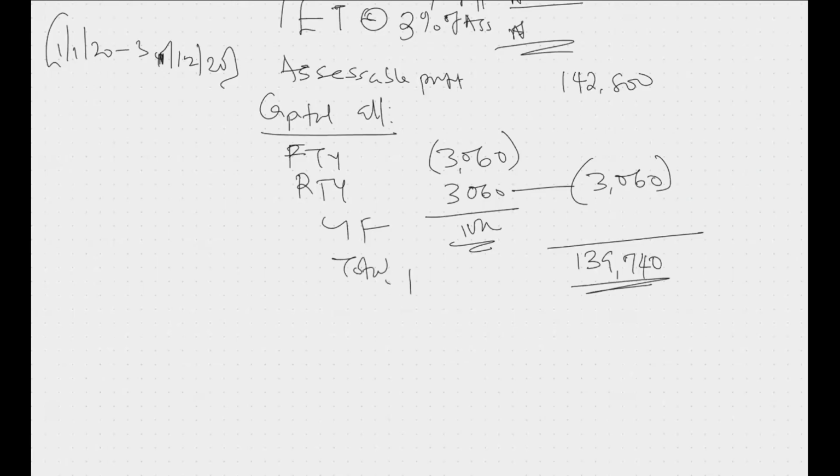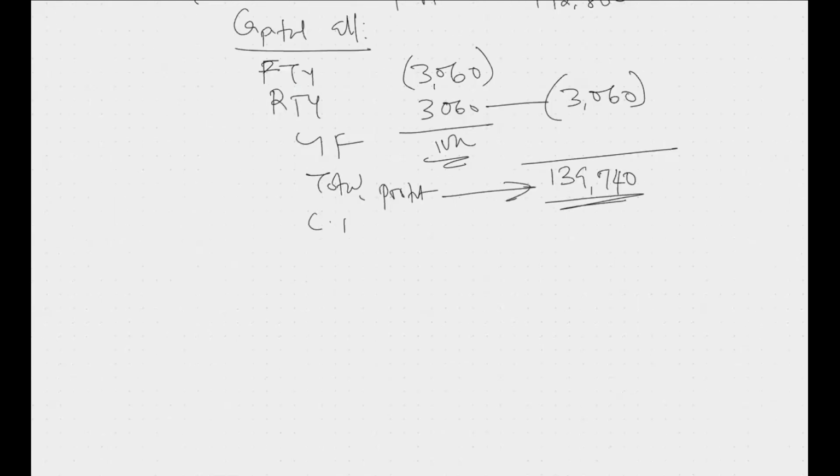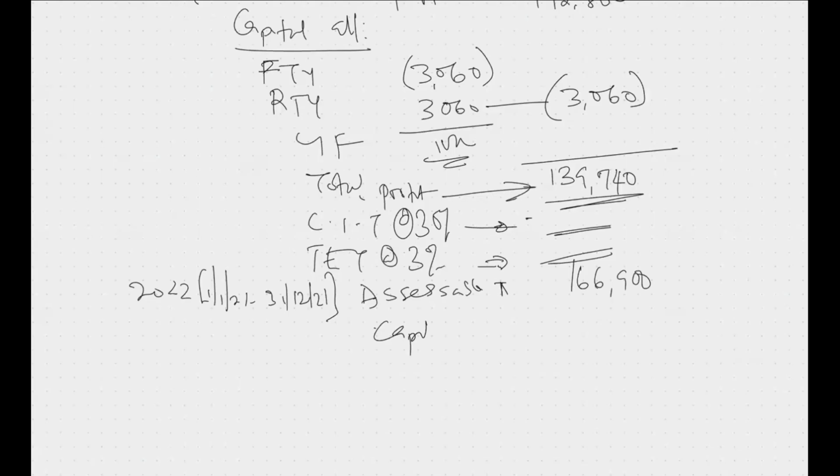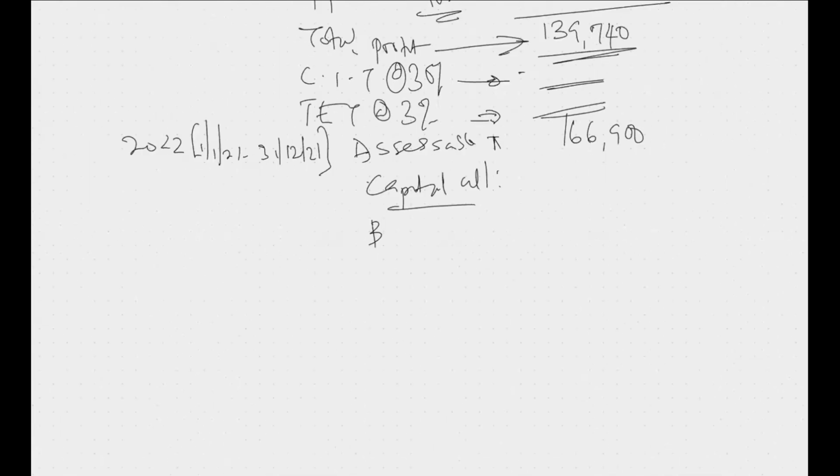Company income tax at 30%. Accessible profits 166,900. Capital allowance brought forward for the year, 6,559. We leave for the year. Carry forward.